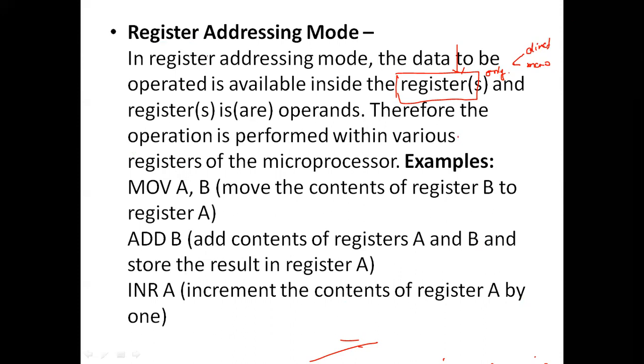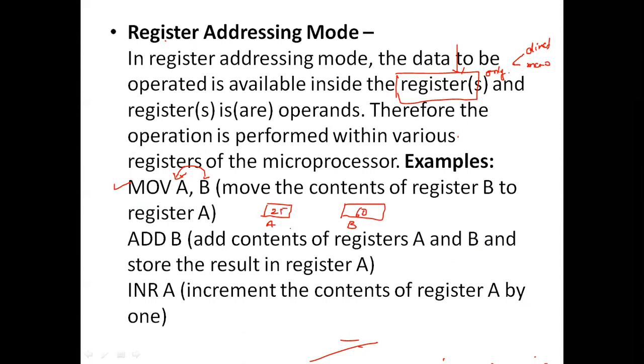Therefore the operation is performed within various registers in the microprocessor. See here, the first example is MOV A, B. A is one register, B is another register. We are going to move the data of B into the A register. Suppose this is the A register and this is the B register. In the B register we have 60, in the accumulator we have 25.